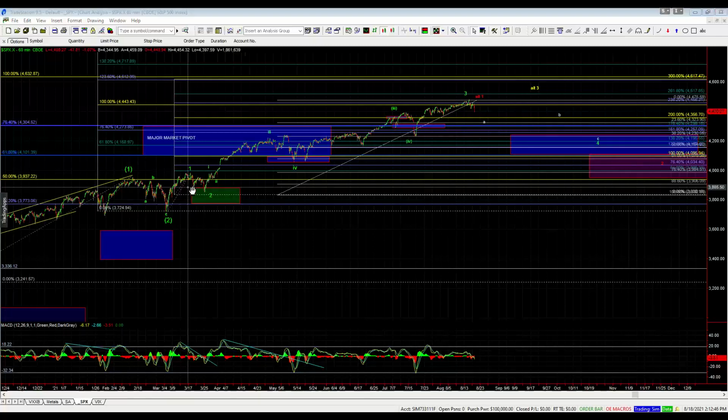And this wave 2 was 2 weeks. So this wave 4, if it happens quickly, could be a week or 2 if it comes down sharply. But it should take some time before this is done, if we've indeed topped in that wave 3.